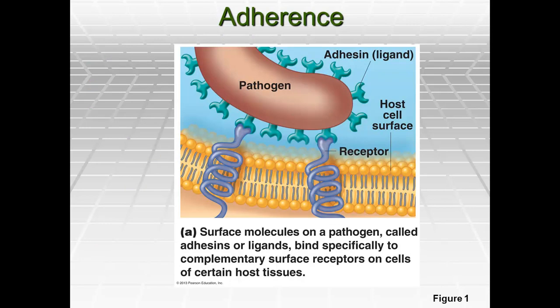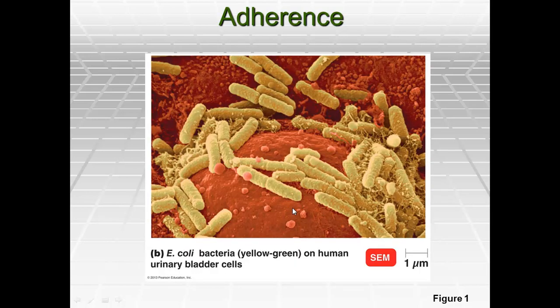So here's a picture showing you the bacteria, and here are the adhesins or the ligands, and these attach to the receptors that we would find on the host. And this is an awesome picture showing you E. coli in the urinary bladder. So this person has a UTI.